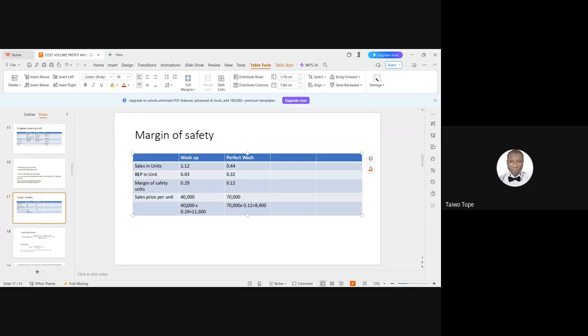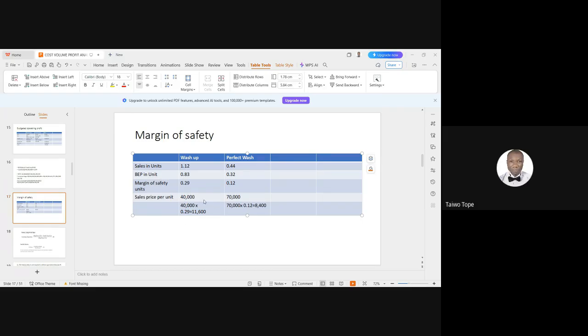Margin of safety. If you are not clear about how we derive any figure, you can speak out. So, is this clear? Yes, sir.